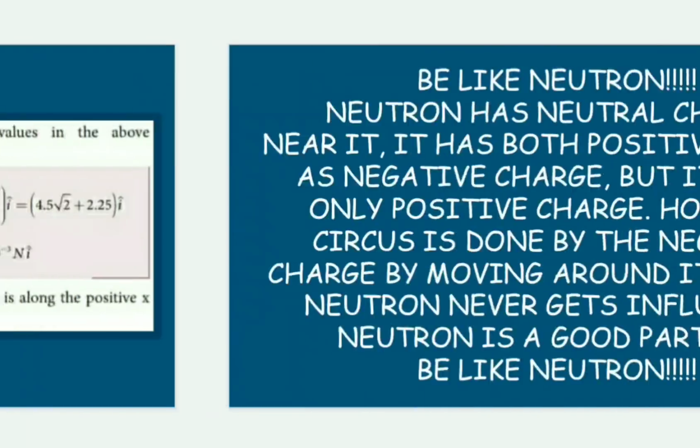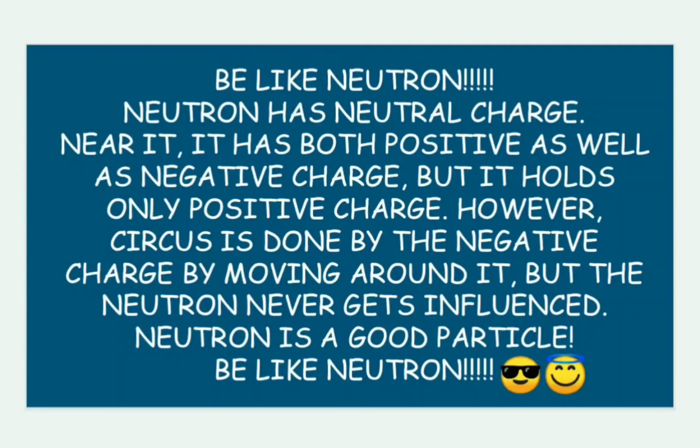Okay, so I want to conclude with a quote now. Be like neutron. Neutron has neutral charge. Near it, it has both positive as well as negative charge, but it holds only positive charge. However, circus is done by the negative charge by moving around it, but the neutron never gets influenced. Neutron is a good particle. Be like neutron. I think you would have understood it better.